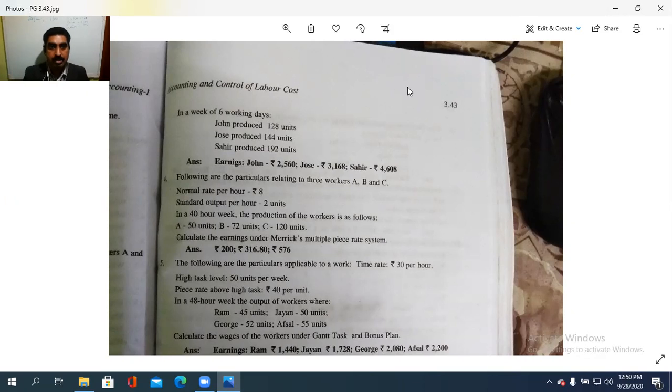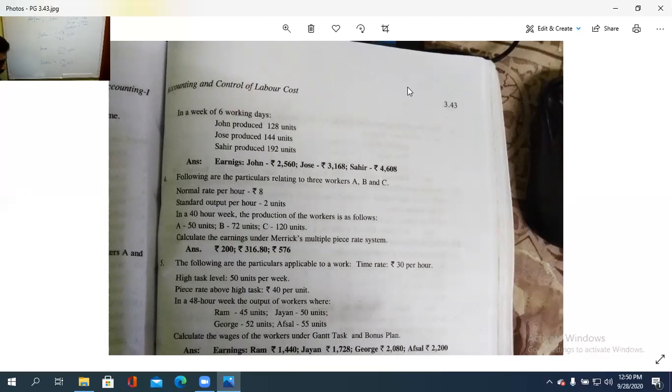At or above 100%, that is 120%. So we need to calculate that for each worker. How much is it? For John, it is 128 actual production divided by standard production into 100. Then for Jos, that is 144 divided by 160 into 100. And for Zahir, 192 divided by 160 into 100. So we will calculate that.